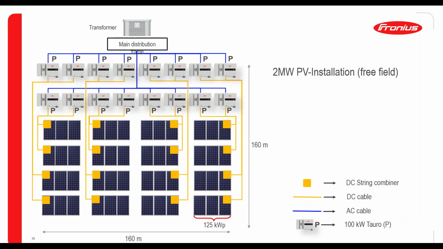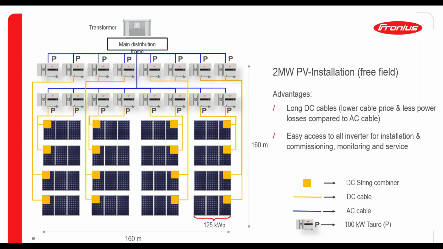So let's go through the advantages here. I also mentioned it now. Yeah, we have long DC cables. That's on the one side better because it's lower in pricing than AC cabling. Actually, it's 4 times lower sometimes than AC cable. Also, we have less power losses, of course, compared to AC cabling for the same distance. And regarding access to the inverters, it's also very easy because all of the inverters are collected into one straight line, let's say. It's easy for installation, for commissioning, and also for monitoring and service.